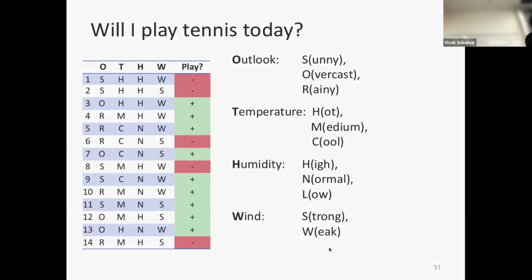But to instantiate all of this, let's go back to the tennis data set. As a reminder, the goal here is to decide whether we should play tennis or not based on these 4 features.